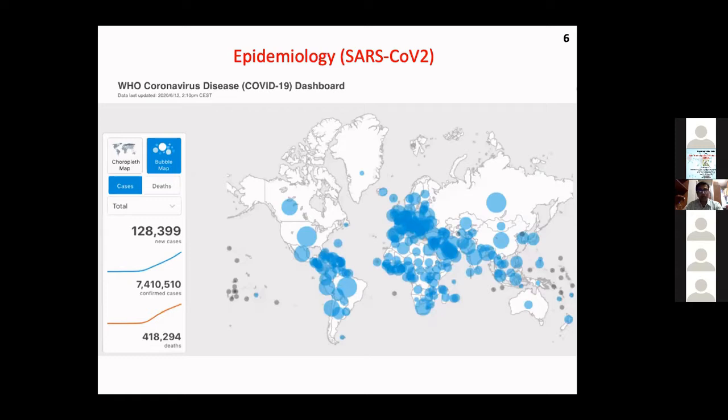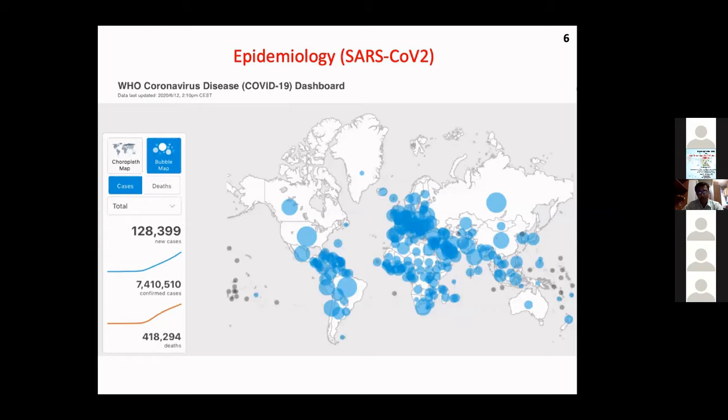Now, despite all this weakness of SARS coronavirus 2, based on its contagious character and high transmission potential, what the virus managed to achieve is a global pandemic. And the magnitude of the pandemic is really high. This is a snapshot of the WHO dashboard of today's morning. So we can see the number of cases is touching almost 7.5 million, and the death toll is heading towards 500,000. So that directly indicates the magnitude of the problem.